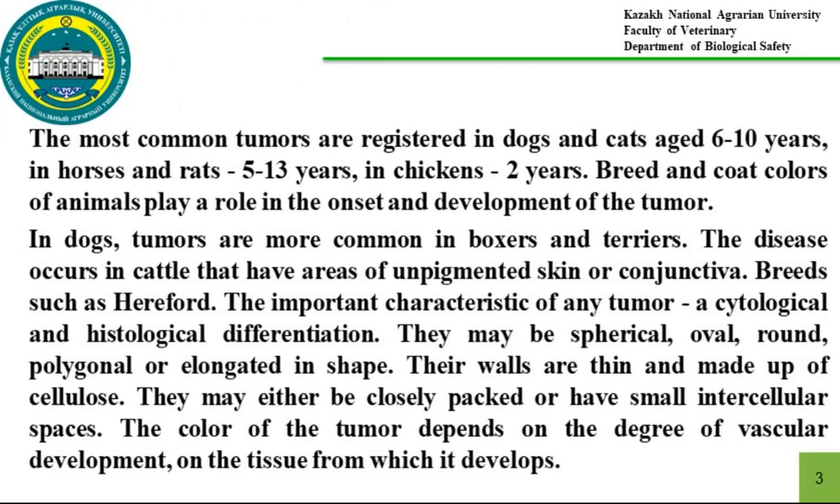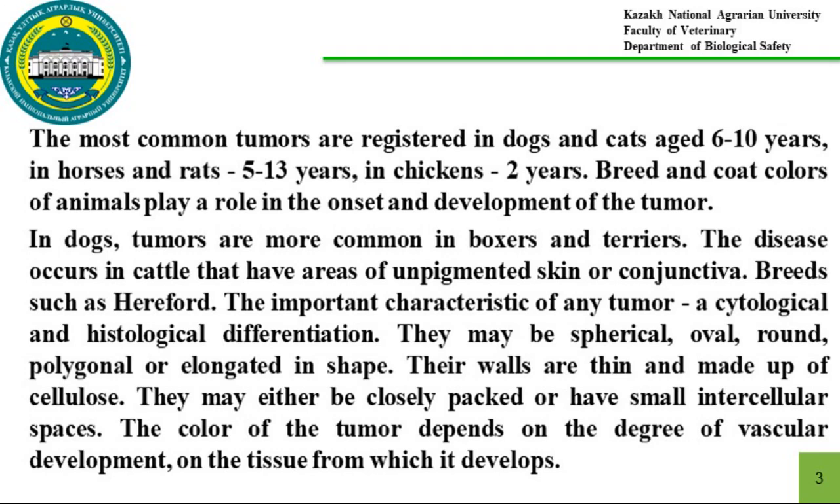Next, the most common tumors are registered in dogs and cats aged 6 and 10 years, horses and rats 5 and 13 years, chickens 2 years. Breed and coat colors of animals play a role in the onset and development of the tumor. In dogs, tumors are more common in boxers and terriers. The disease occurs in cattle that have areas of unpigmented skin or conjunctiva, breeds such as Hereford.